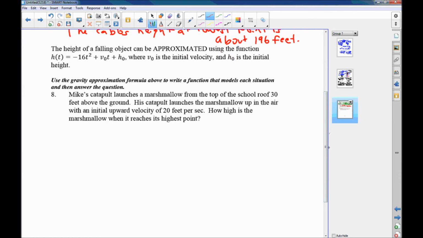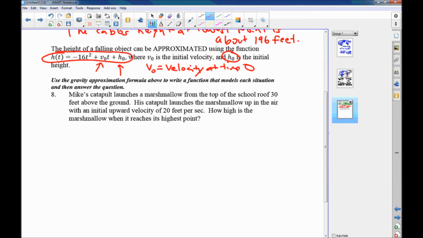We have this formula here again for the height of an object in feet based on its initial upwards velocity and its initial starting height. They gave it h of 0 for its initial height instead of s for starting height this time, and v of 0 for its initial velocity. So v of 0 just means velocity at time 0, and h of 0 means height at time 0.